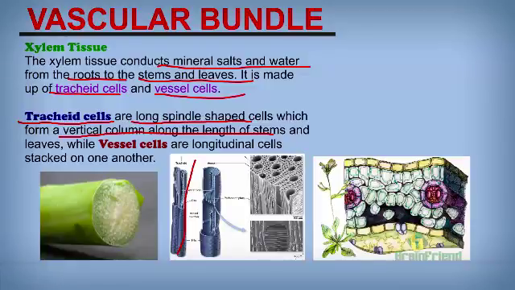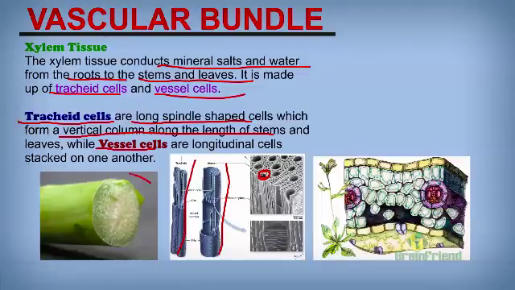The second type of cells are the vessel cells. You can also see them in the xylem tissue. The vessel cells have a wider opening. The vessel cells also carry mineral salts and water.